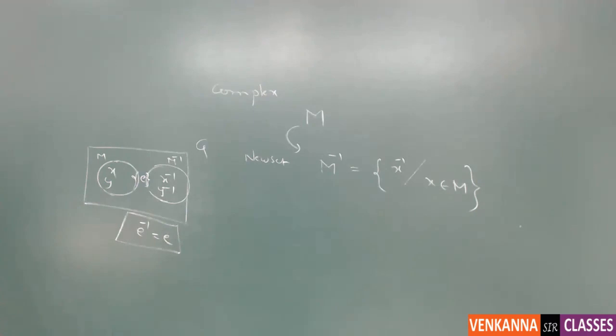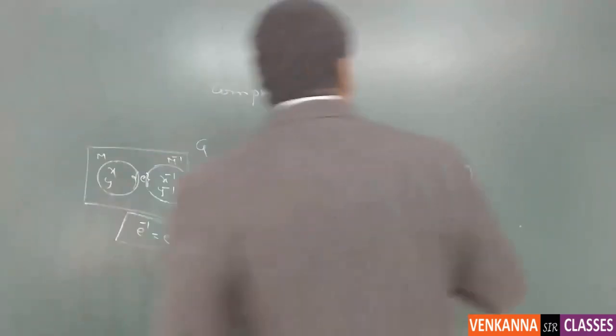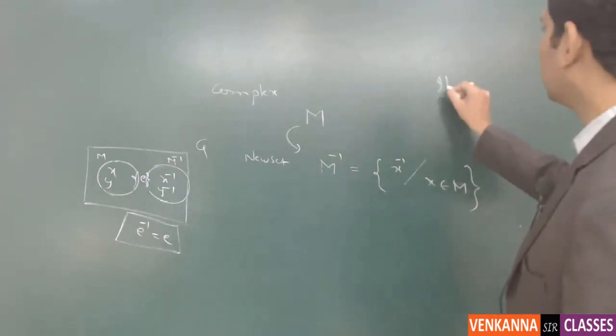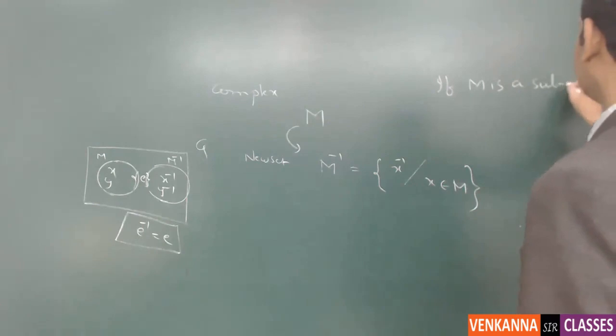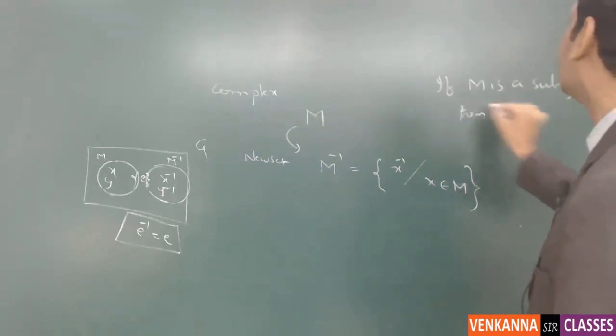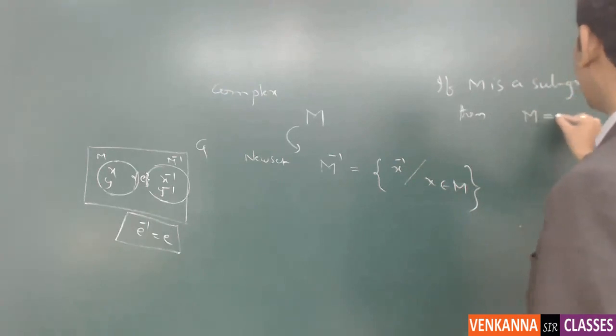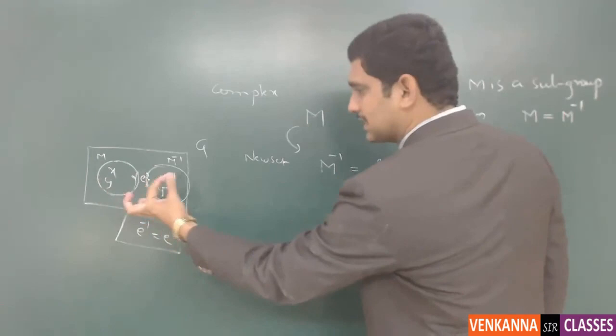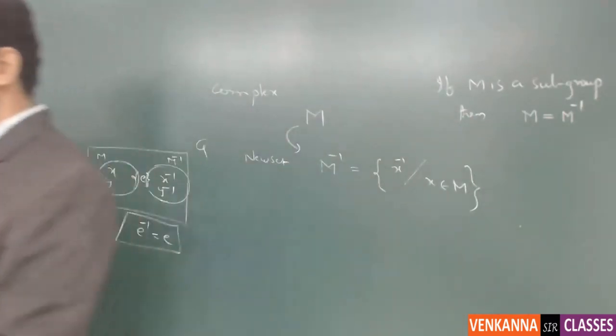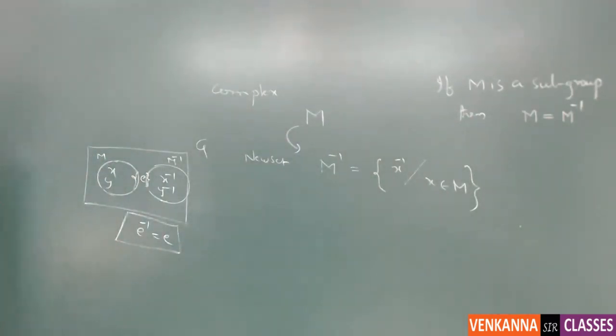Now what happens while checking with the properties of a subgroup? If M is a subgroup, then M inverse and M both are equal. So these two will become equal sets. They will join together. They will become one.